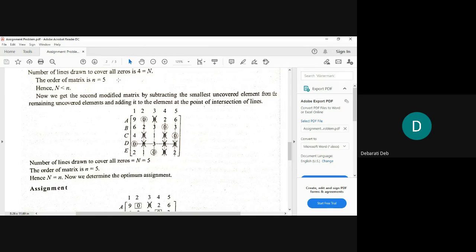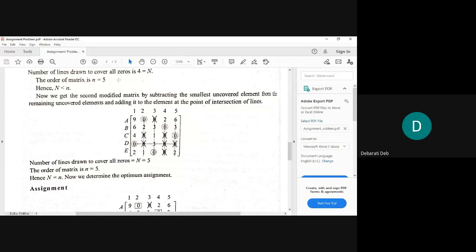Order of the matrix means, if it is a square matrix, the number of rows and the number of columns, which is equal. That is the order of the matrix. So here the number of rows is 5 and the number of columns is also 5. So the order of the matrix is 5, right?